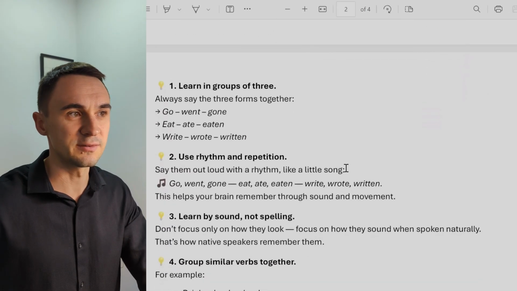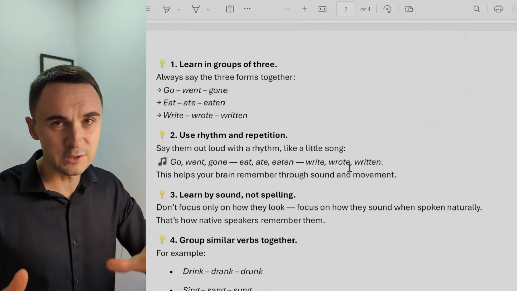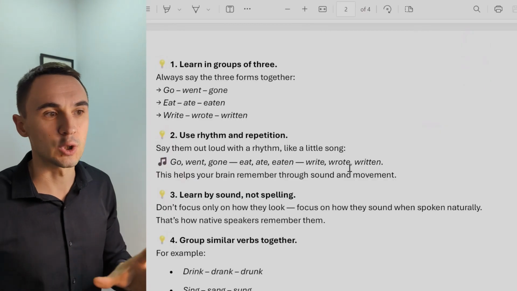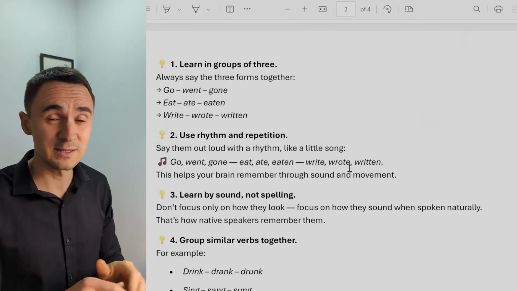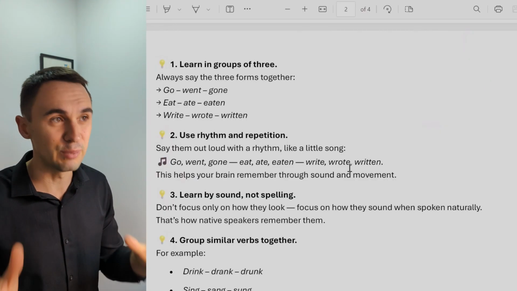Let me introduce a few techniques we can use to learn these verbs faster. And after we do that, we'll practice together in a big quiz.